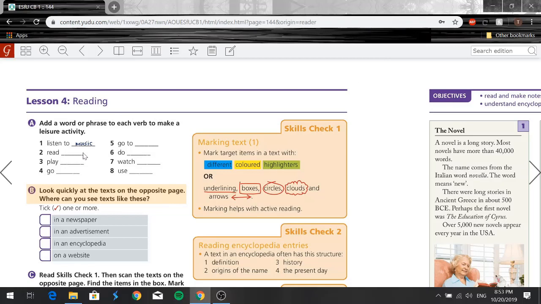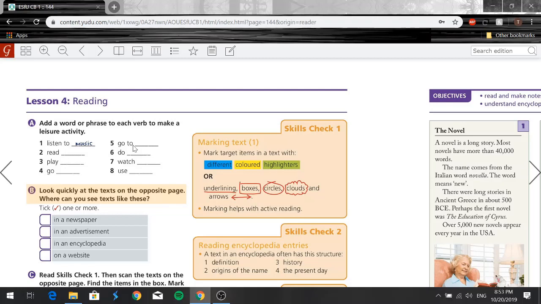So listen to, we can say music, we can also say an iPod, so listen to an iPod, listen to the radio. All of these are leisure activities. 2, you could say read novels, read stories, etc. Play, we can say soccer, football, play basketball. 4, go, we can say go shopping, go out, right? Go to, so we'll say go to the theater, right? Do, we can say do aerobics, right?